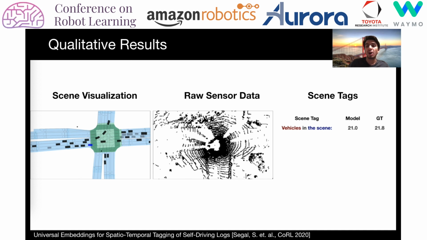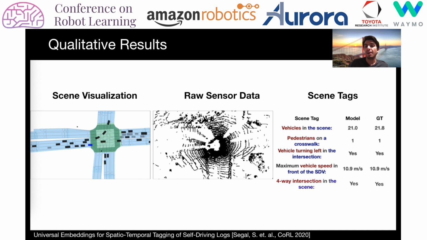Vehicles in the scene, our model 21, ground truth 21.8. Pedestrians on a crosswalk, our model 1, ground truth 1. Vehicle turning left in the intersection, our model yes, ground truth yes. Maximum vehicle speed in front of the SDV, our model 10.9 meters per second, ground truth 10.9 meters per second. Four-way intersection in the scene, our model yes, ground truth yes.